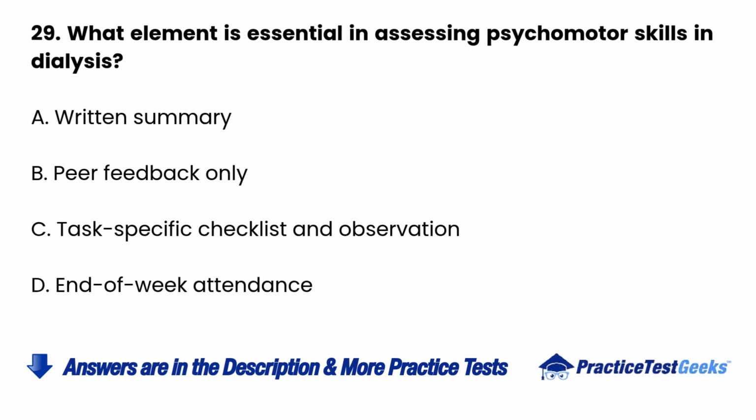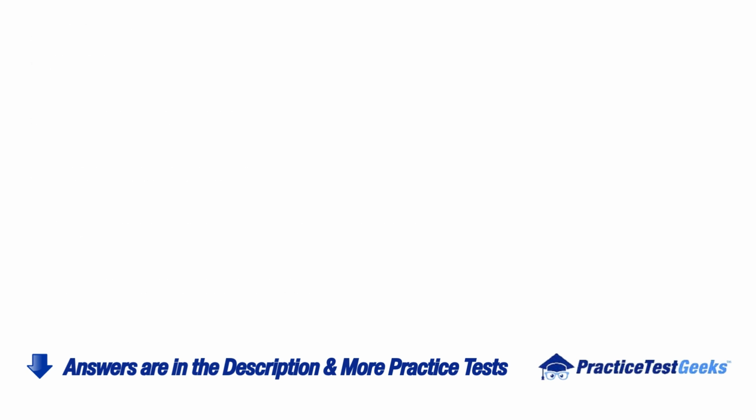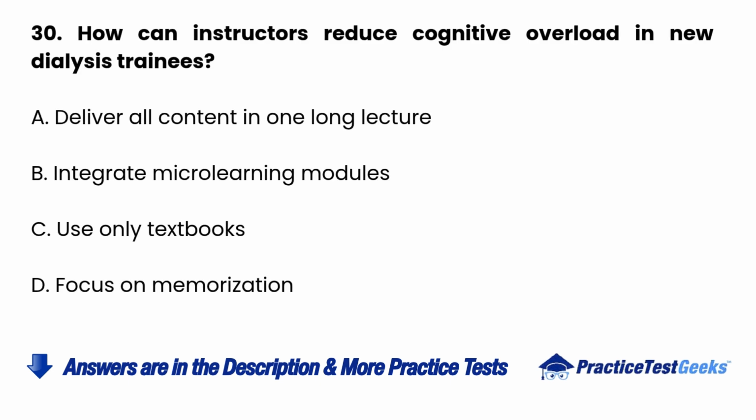29. What element is essential in assessing psychomotor skills in dialysis? A. Written summary. B. Peer feedback only. C. Task-specific checklist and observation. D. End-of-week attendance.